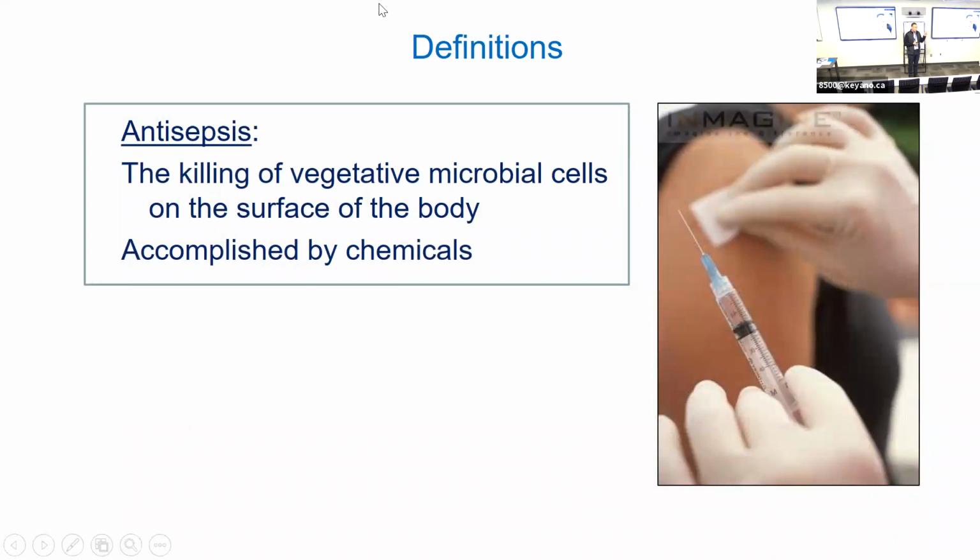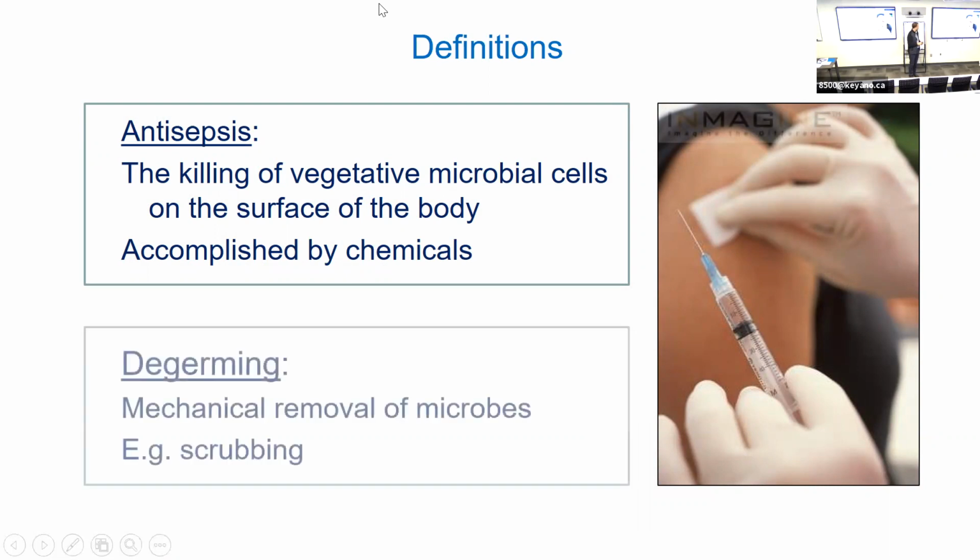Antisepsis. So what is antisepsis? Usually when we say antisepsis, we're talking about basically disinfecting someone's skin. So in the case of, for example, giving someone a shot, you give the little alcohol rub on the shoulder, that's a disinfectant. And then you give them the shot, hopefully minimizing the number of microbes that might actually go through that puncture. And one more, degerming.